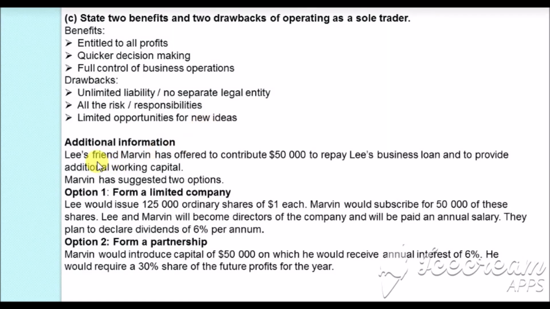Then additional information is provided which states that Lee's friend Marvin has offered to contribute $50,000 to repay Lee's business loan and to provide additional working capital. Marvin has suggested two options. First option, form a limited company. Lee would issue 125,000 shares of $1 each, and Marvin would subscribe for 50,000 of these shares. Lee and Marvin will become directors of the company and will be paid an annual salary. They plan to declare a dividend of 6% per annum. And the second option is they form a partnership. Marvin would introduce capital of $50,000 on which he would receive an annual interest of 6%, and he would require a 30% share of the future profits for the year.